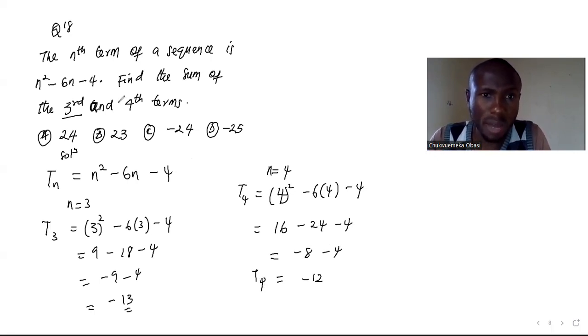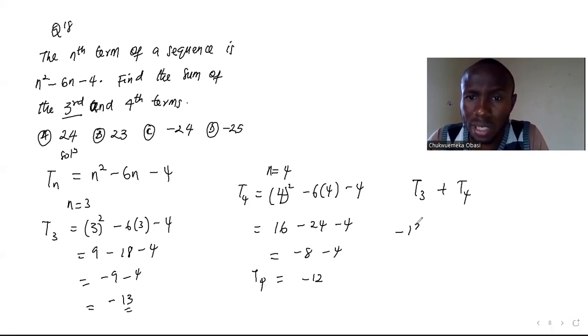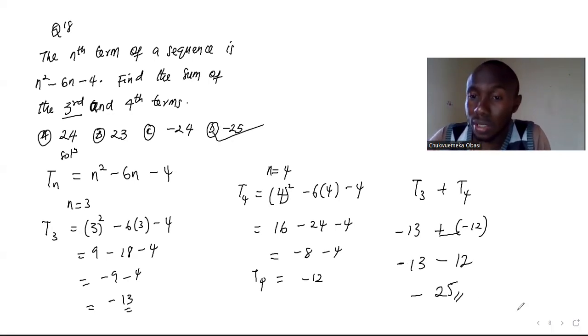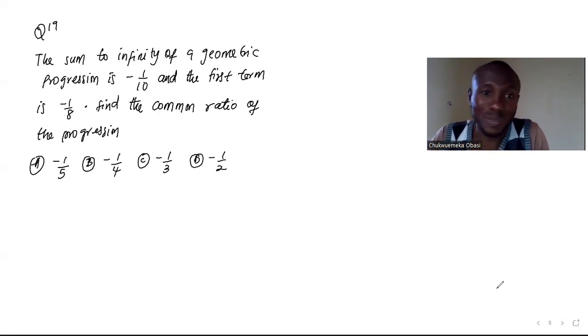Now they said, find the sum of the third and the fourth term. So you have T3 plus T4. That's what it means. My T3 is minus 13, and my T4 is minus 12. Of course, you know, plus minus becomes minus. So you have minus 13 minus 12. That will give me minus 25. And that's option D.